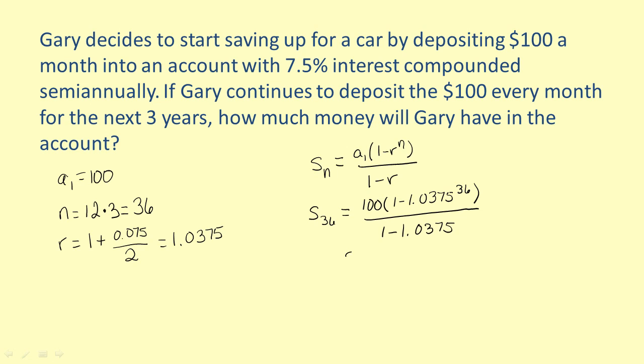So we get that the sum is approximately equal to 7,368.87. Therefore, the account will have $7,368.87 after Gary saves his money for 3 years.